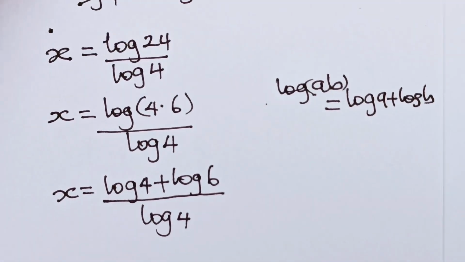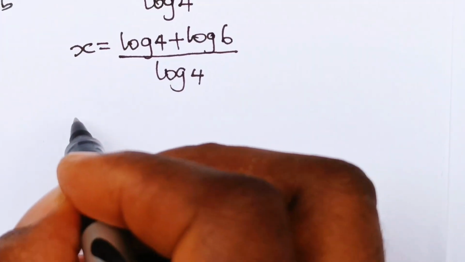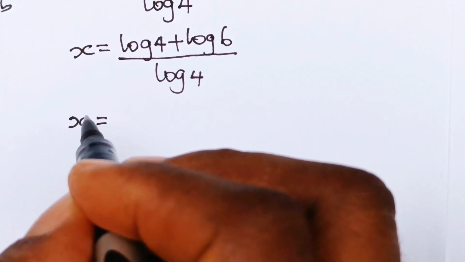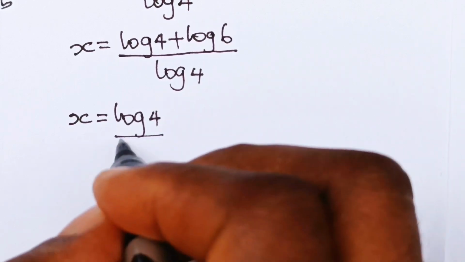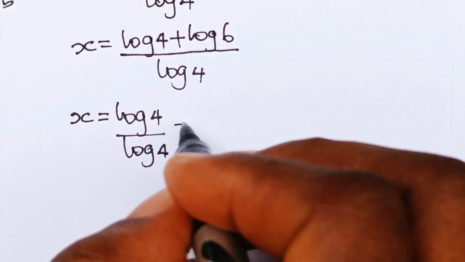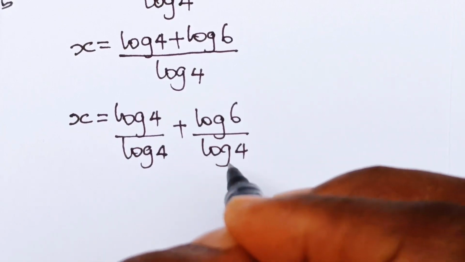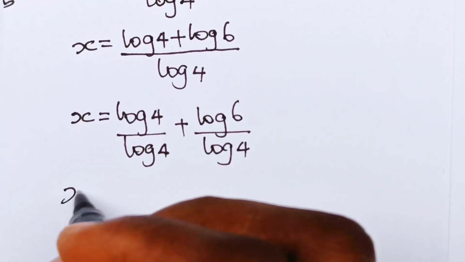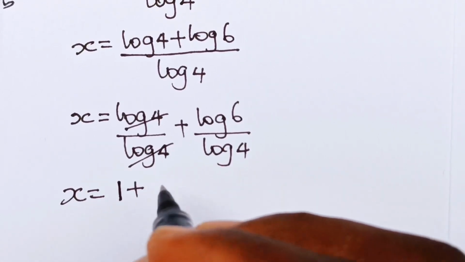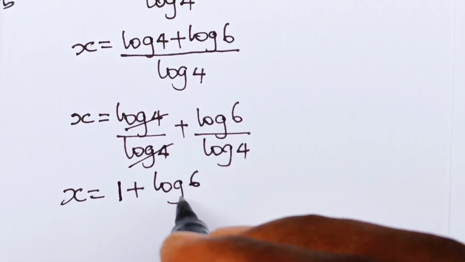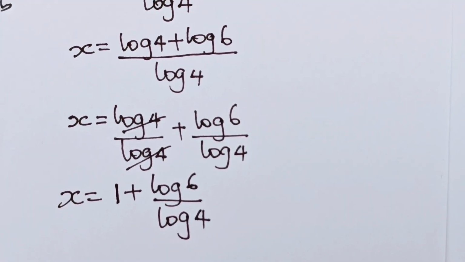So we continue. Now we have x is equal to log 4 divided by log 4 plus log 6 divided by log 4. Now we divide this and we have 1 plus log 6 divided by log 4.